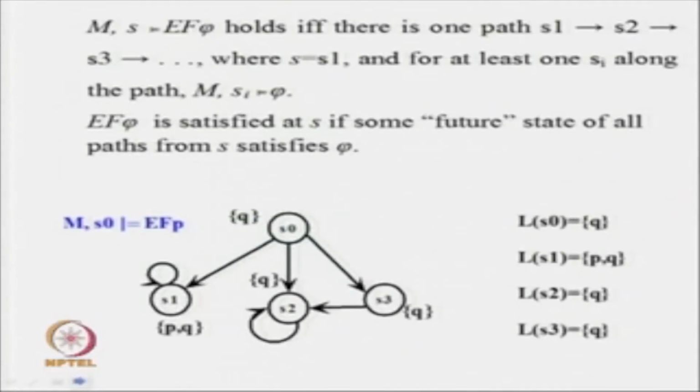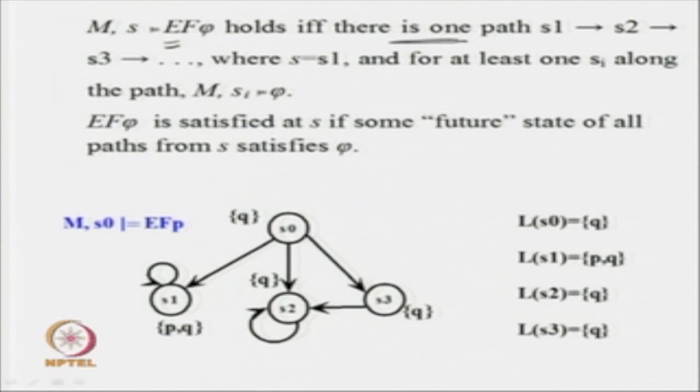Now, the next formula is again with this future operator, but with the path quantifier E. That means there exists a path in future where phi holds. So, again it is similar to this, we are going to be concerned about any one path. We are not going to look for all the paths, but if it is true in any one path, then we are going to say that EF phi is true.